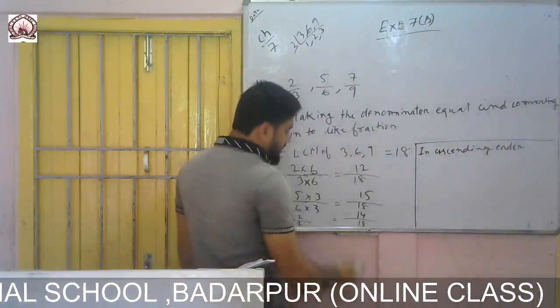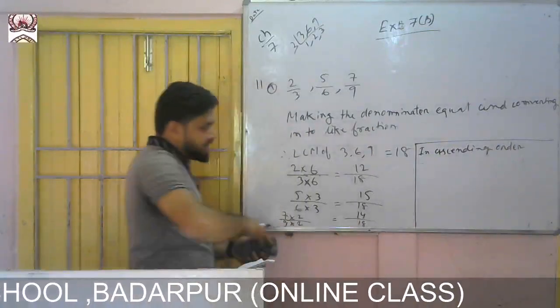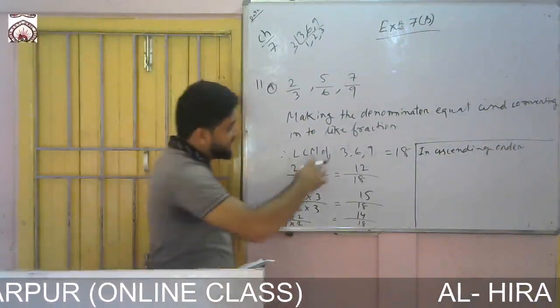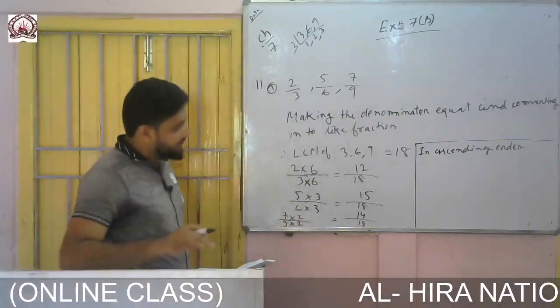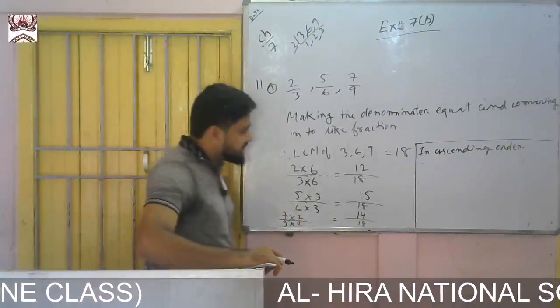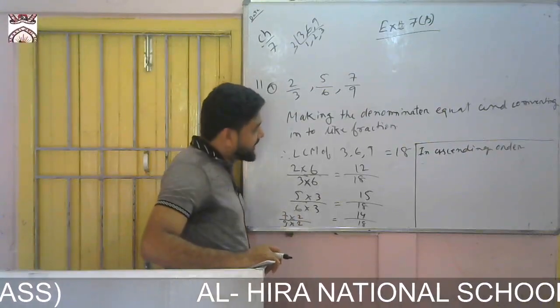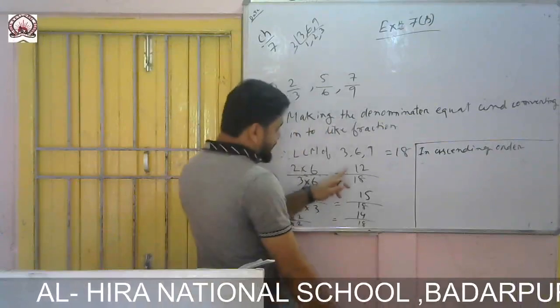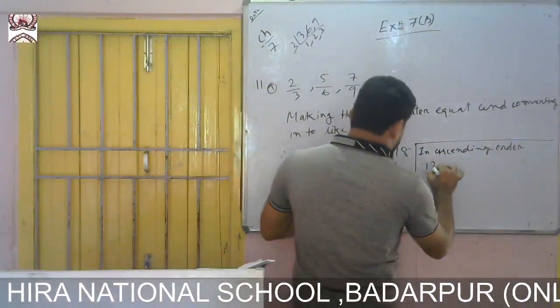In ascending order. Since all the denominators are the same, the fraction with the highest numerator is the highest fraction. So here, the least numerator is what?